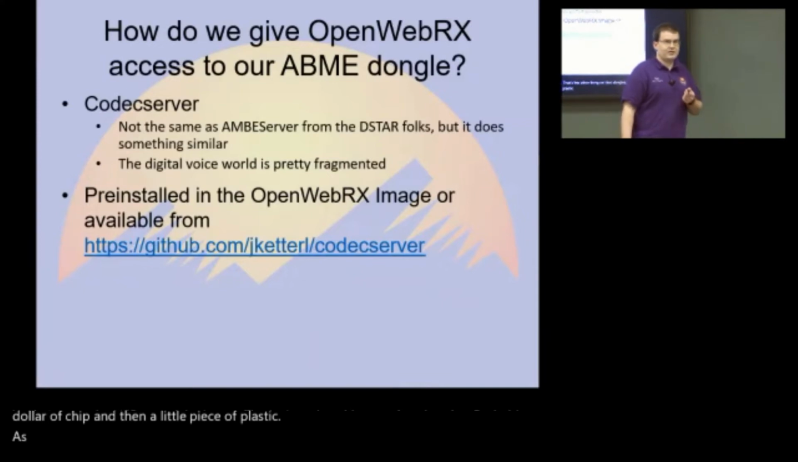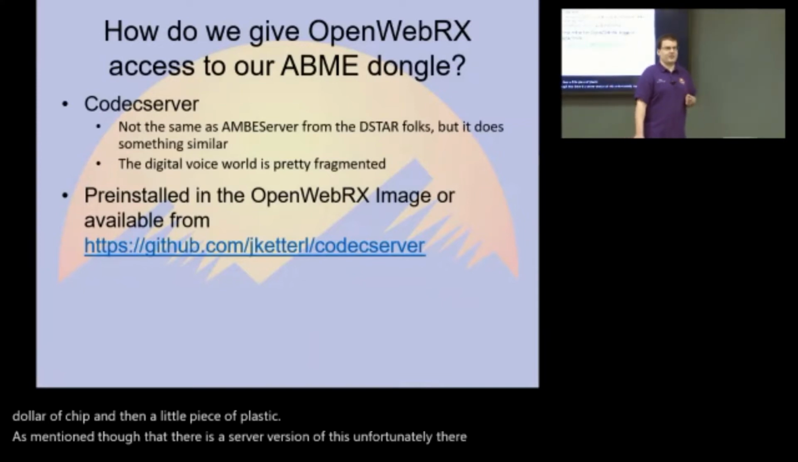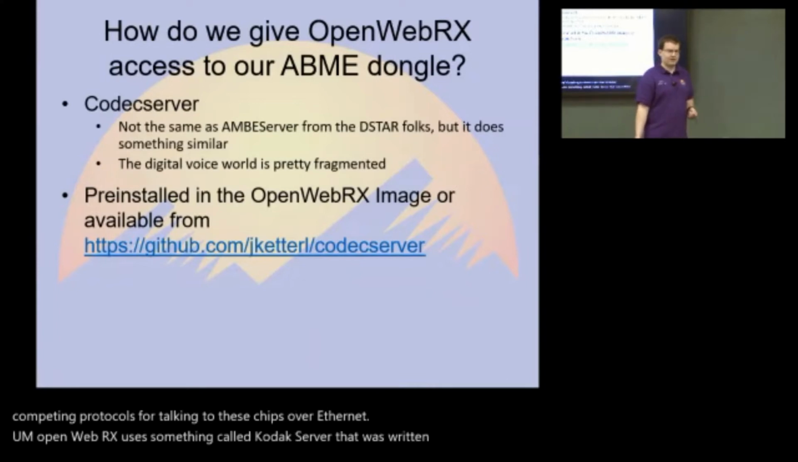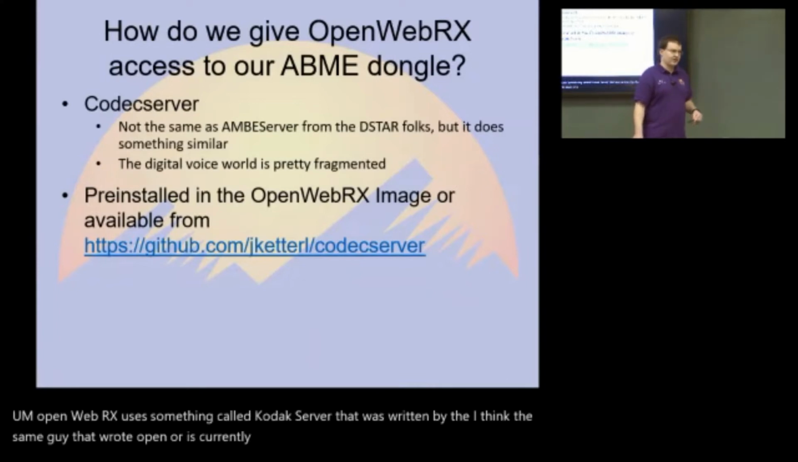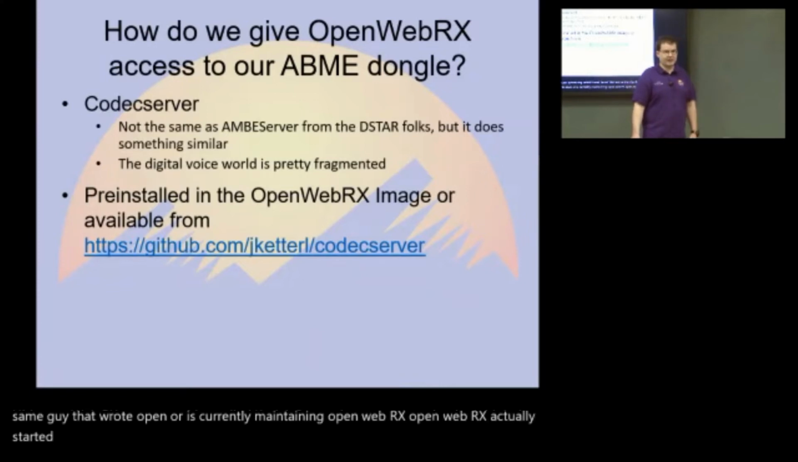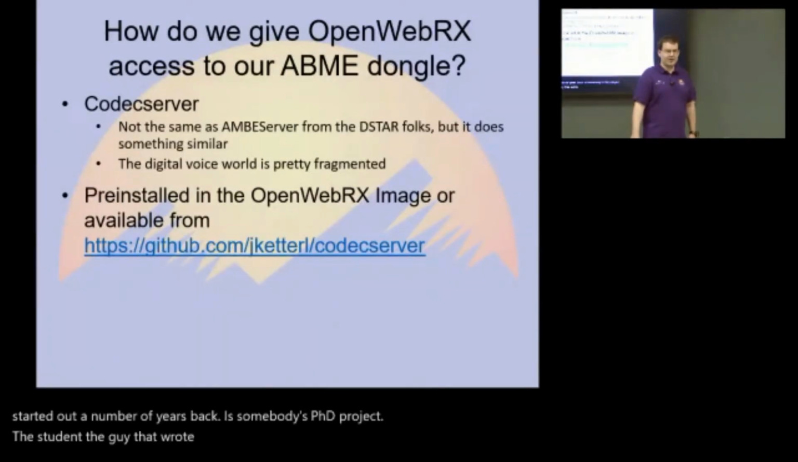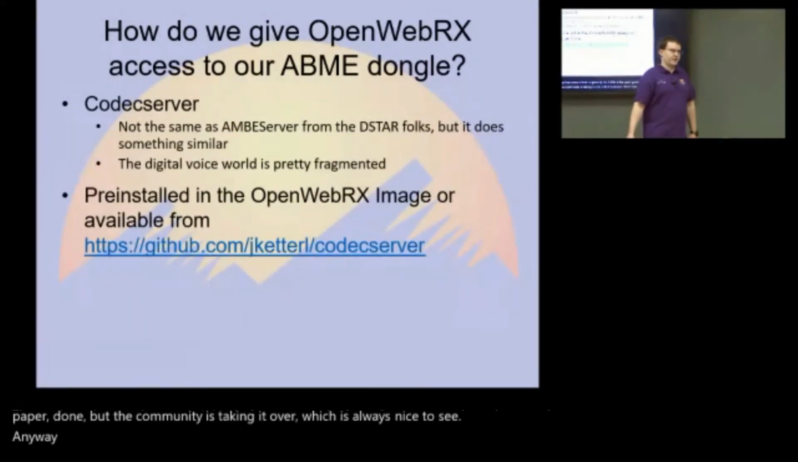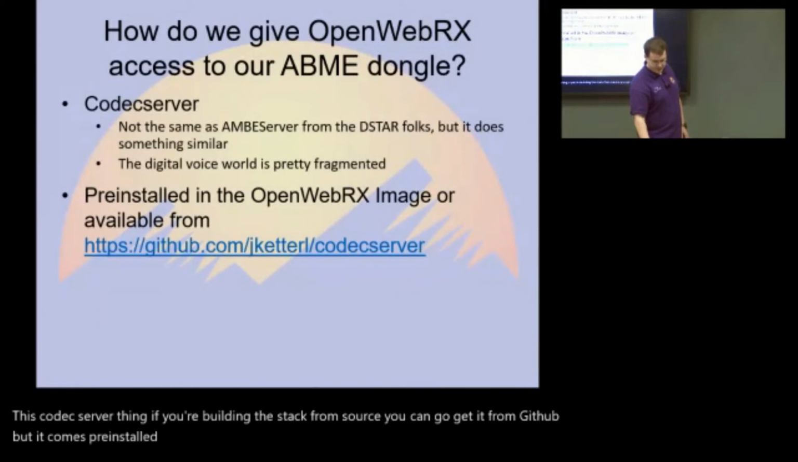As mentioned, there's a server version of this. Unfortunately, there are 3 competing protocols for talking to these chips over Ethernet. OpenWebRX uses something called codec server that was written by, I think, the same guy who is currently maintaining OpenWebRX. OpenWebRX actually started out a number of years back as somebody's PhD project. The guy that wrote it kind of gave up on it after a few years, graduated, wrote the paper, done. But the community has taken it over, which is always nice to see. Anyway, this codec server thing, if you're building the stack from source, you can get it from GitHub, but it comes pre-installed on your Raspberry Pi image.